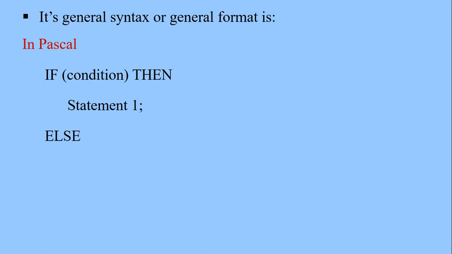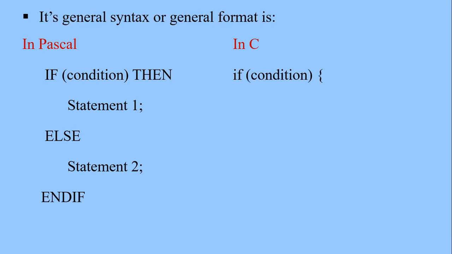So if a condition is true, do the following: execute statement 1. Otherwise, if that condition is not true, meaning it is false, execute statement 2, and then you end. In C, we write it as follows. If condition, the opening brace or left brace, statement 1, closing brace or right brace, else we have the left brace, statement 2, right brace.